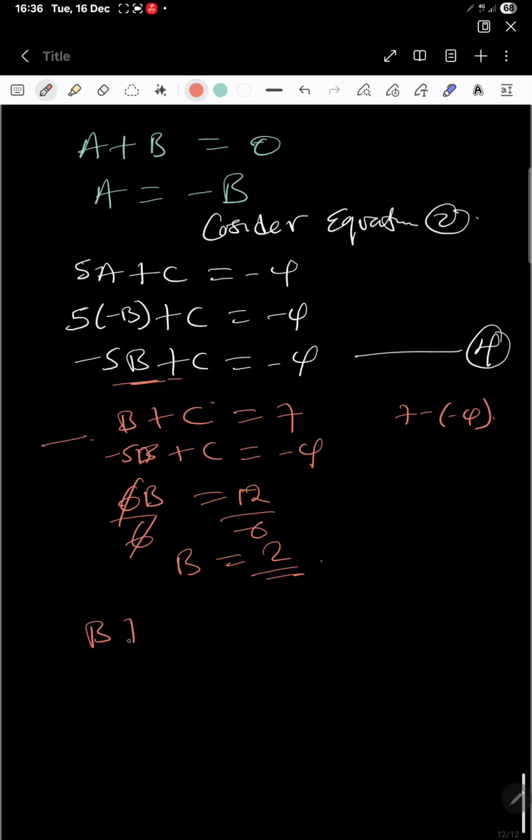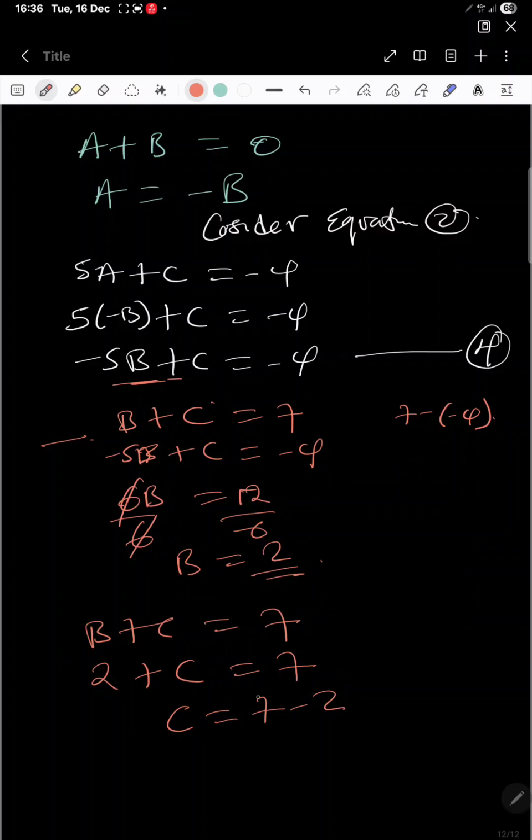So we have b plus c is equal to 7, and where there is b we put a 2, so we have 2 plus c is equal to 7. Then make c the subject, you shall have c is equal to 7 minus 2, which is going to give us a positive 5. So we know the value of b, we also know the value of c.